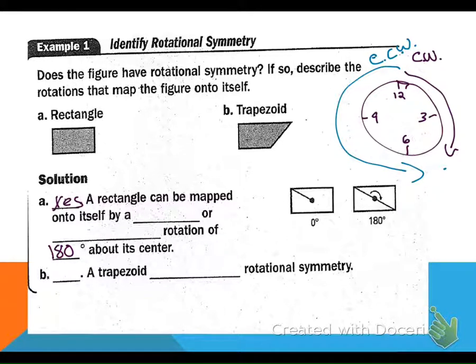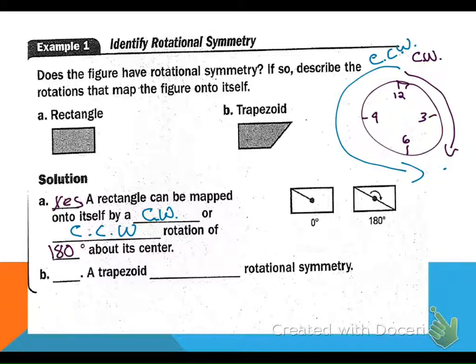Okay, CCW and CW. So over here, when we turned it 180 degrees, which direction did we go? We did clockwise, right? But could we have also gone counterclockwise? Yes. Yes, we could. Counterclockwise. Okay.